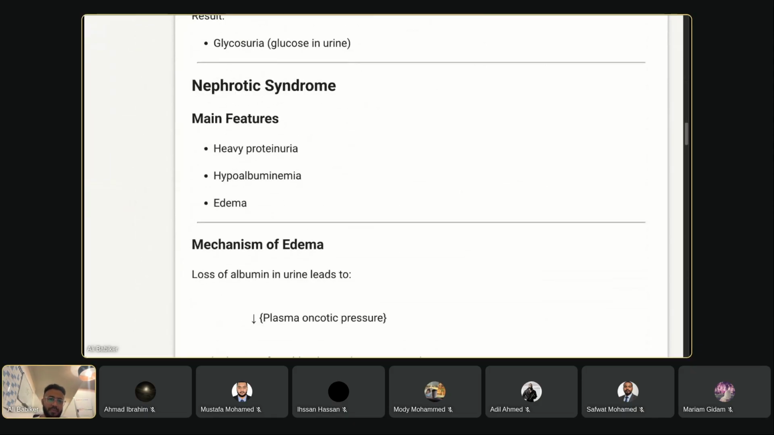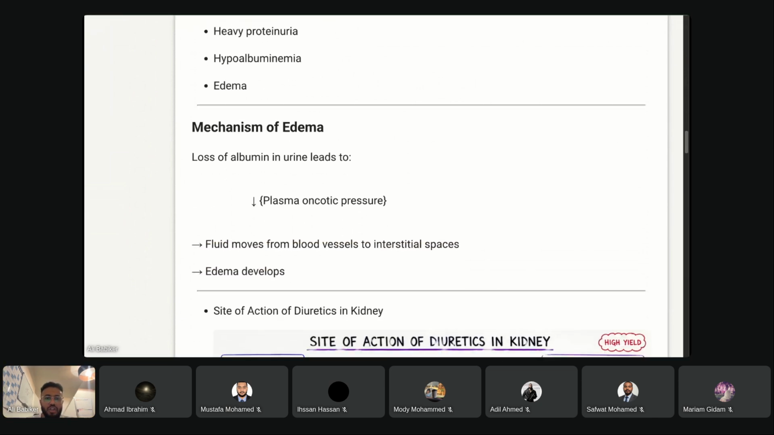All right, quick pathology. Nephrotic syndrome, main feature: there will be heavy proteinuria, hypoalbuminemia, edema. Mechanism of edema: loss of albumin in the urine leads to decrease in the plasma oncotic pressure. The fluid moves from the blood vessel to the interstitial space, which is the definition of edema, as I told you before.